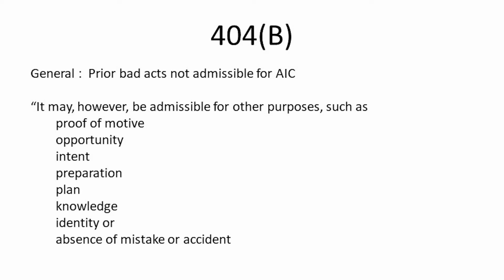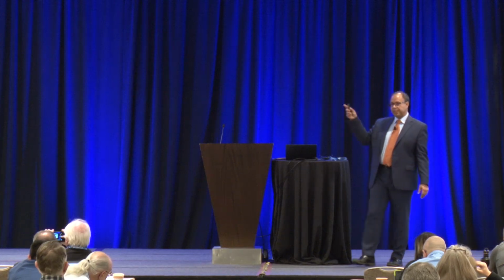And then it says this, and this is the federal rules. It may, however, be admissible for other purposes, right? And then it lists examples: proof of motive, opportunity, intent, preparation, plan, knowledge, identity, or absence of mistake or accident. That's in the rules.